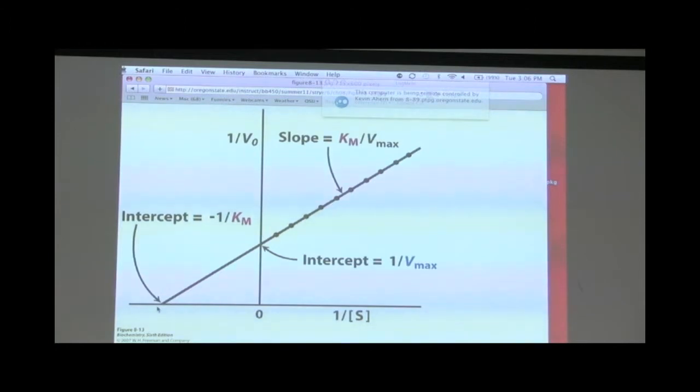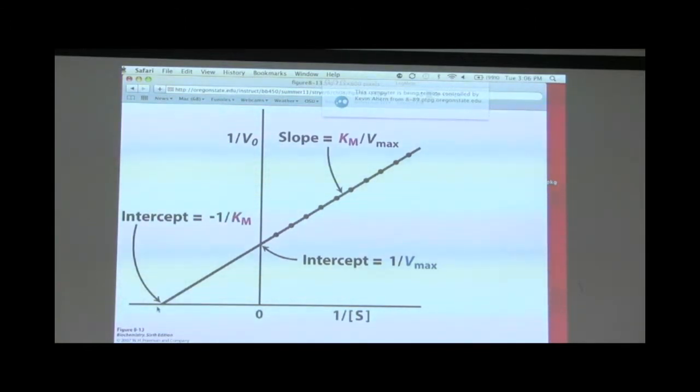First, when we look on the y-axis, the place where the line crosses the y-axis has the value of 1 over Vmax. So if that 1 over Vmax value was 1 over 4, I would get 4. So I could determine the Vmax quite readily by simply inverting the value of the place where it crosses. Similarly, the place where the line crosses the x-axis has a value of minus 1 over Km.